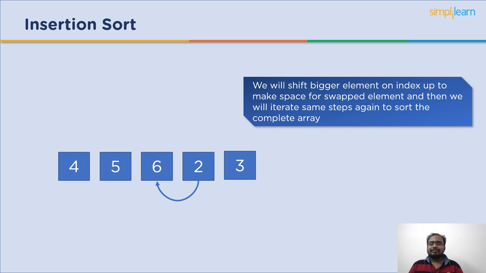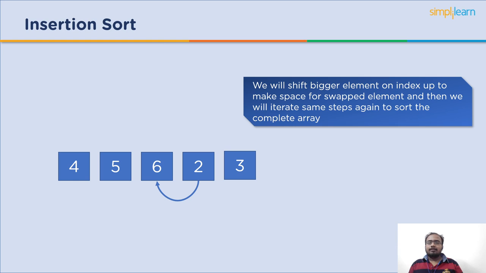Now we will shift the bigger elements one index up to make space for the swapped element. That's what we just did. Now we will iterate the same steps again to sort the complete array. So basically, we will check if 2 is less than 6. Yes, it is. Then we will check if 2 is less than 5. Yes, it is. Then we will check if 2 is less than 4. Yes, it is. So we will shift 2 to the front of the array.